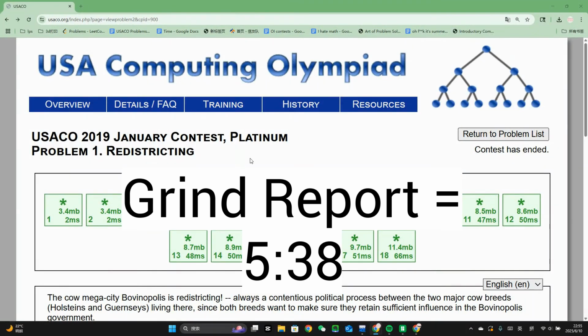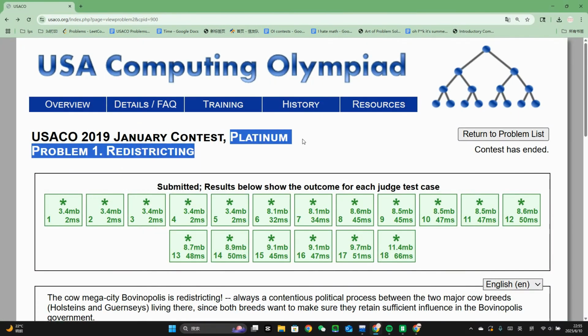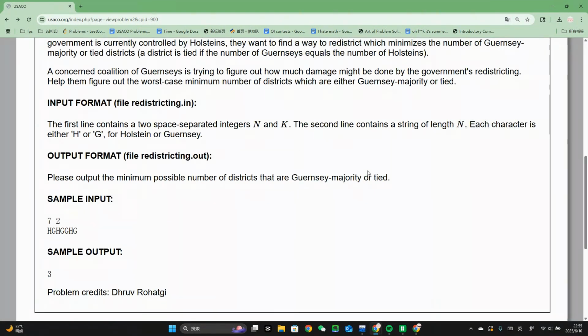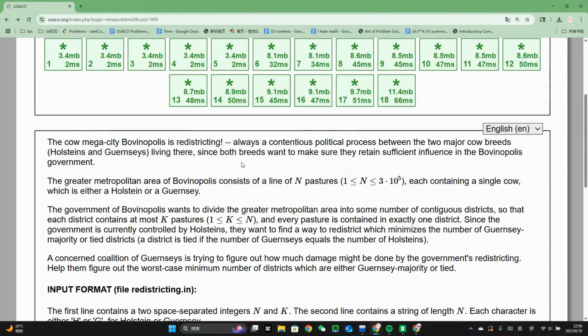Hello everyone, the problem we're looking at today is the USACO 2019 January contest Platinum Problem 1 of Redistricting. Yup, we're going to Platinum, guys. Okay, anyways, the problem statement is actually really real life. If you know what gerrymandering is, if you've taken AP Human Geography, this problem is basically about cows doing gerrymandering. So you can pause the video first and read the problem yourself if you haven't already.